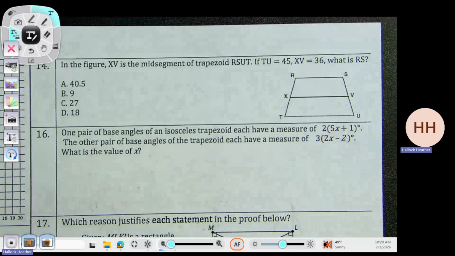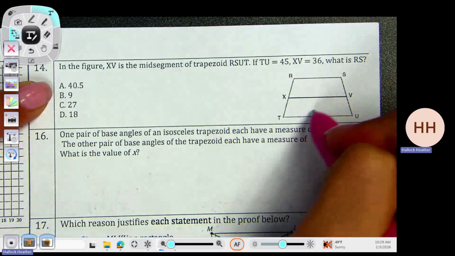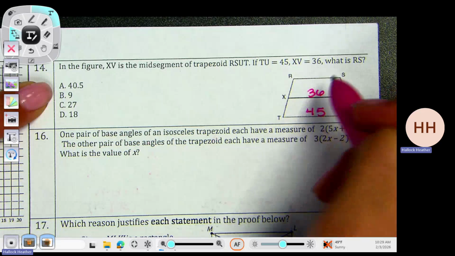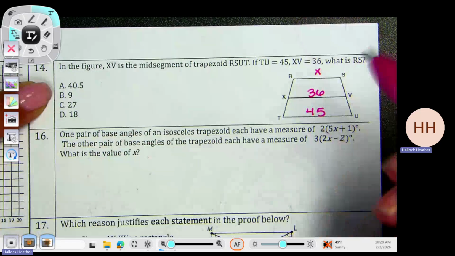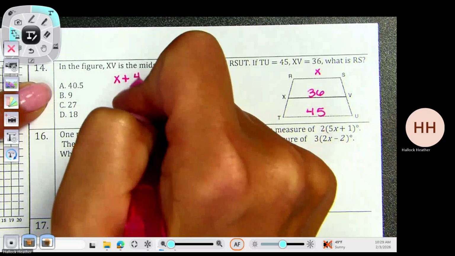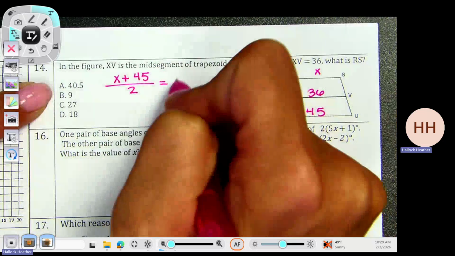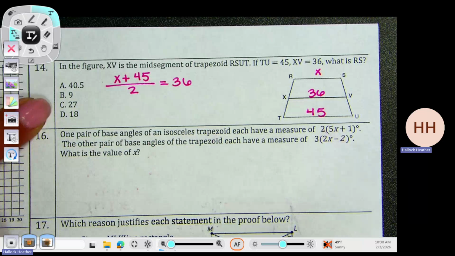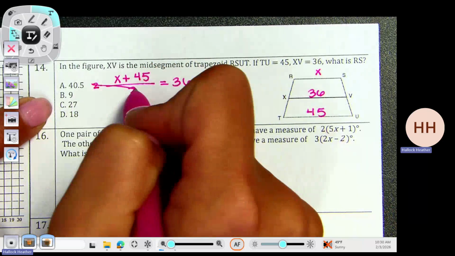Number 14 is another problem of midsegment, so extra practice. It says TU is 45. XV is 36. We need to find RS, so I'm going to put a little X at the top. So I'm doing top plus bottom, divided by 2, equals the middle, which is 36. So I've got to get rid of the 2 using multiplication. So multiply by 2, multiply by 2, cross it out.